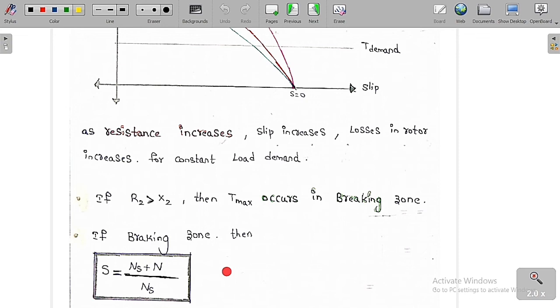The relative speed is nothing but Ns plus Nr, because they both are moving in the opposite direction. If they move in the same direction, the relative speed is Ns minus Nr. But now they are moving in the opposite direction, so slip is Ns plus Nr by Ns. You can say clearly this is greater than 1. So whenever R2 is greater than X2, the maximum torque is going to occur in the plugging mode or the braking zone. Then slip is equal to Ns plus Nr by Ns.